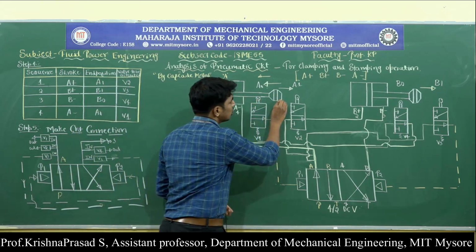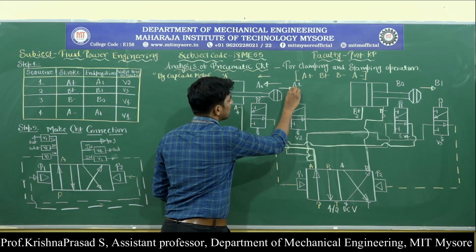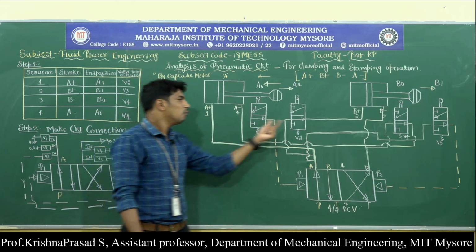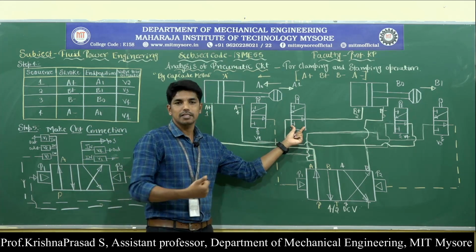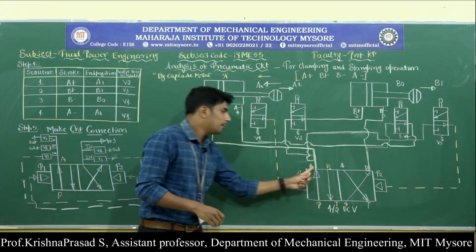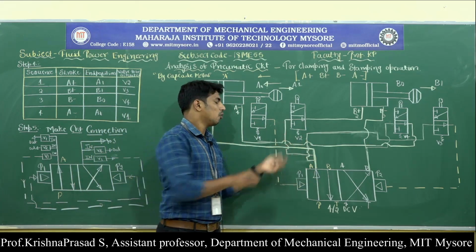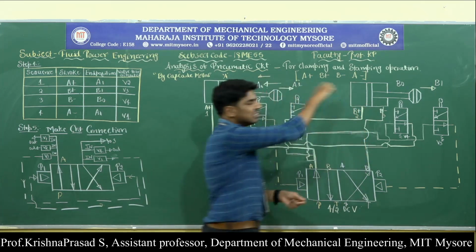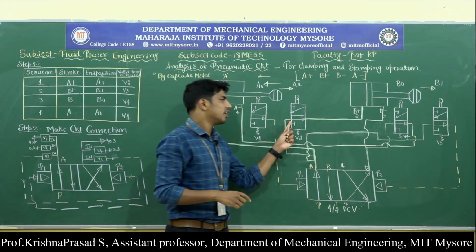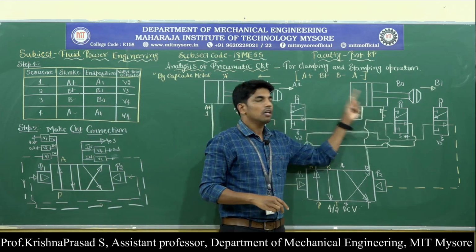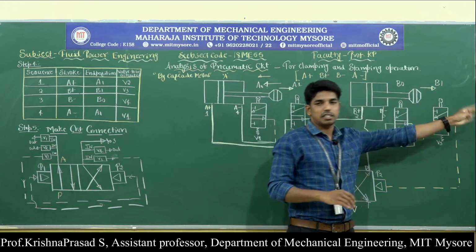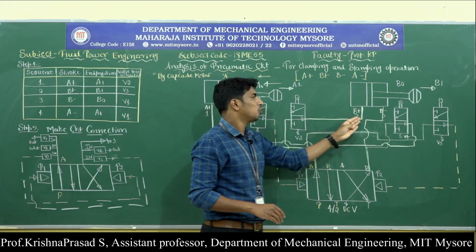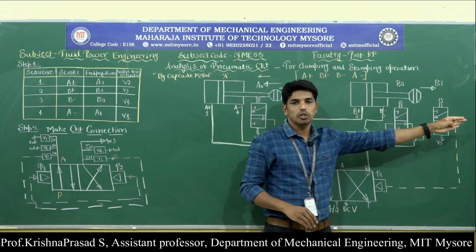At the end of the extension stroke of cylinder A, it actuates valve V2. When valve V2 is actuated, the pressurized air from valve V2 enters into port 2 of cylinder B. When pressurized air enters port 2 of cylinder B, cylinder B is going to extend. So the extension of cylinder B takes place.